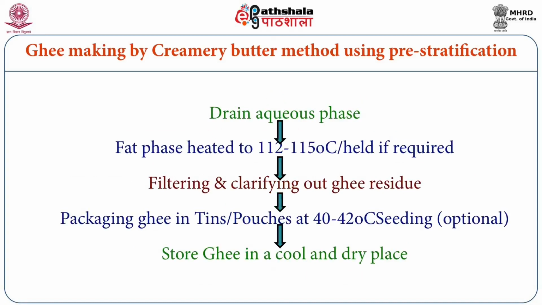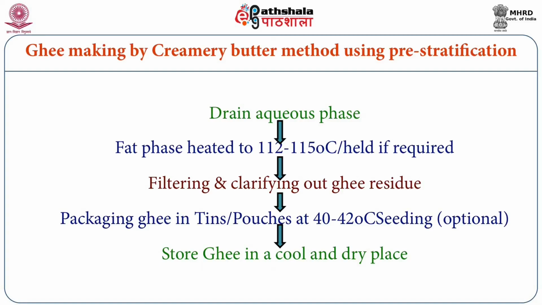Now, the other 2 layers inside the tank, that is the fat, the majority layer, and the scum at the top, both of them are to be pumped into a ghee kettle, wherein the heating will be with steam under pressure. The fat phase is heated to 112 to 115 degrees centigrade and held if required to a moisture content less than 0.3% for EGMA. The next step would be filtering and clarifying out the ghee residue, which is formed simultaneously as a result of heat treatment, and is basically the SNF in a dried form devoid of moisture.